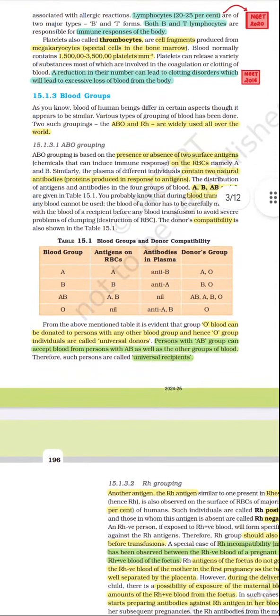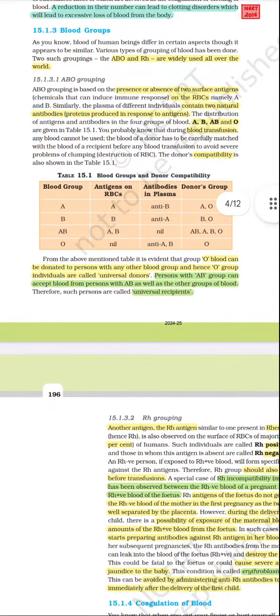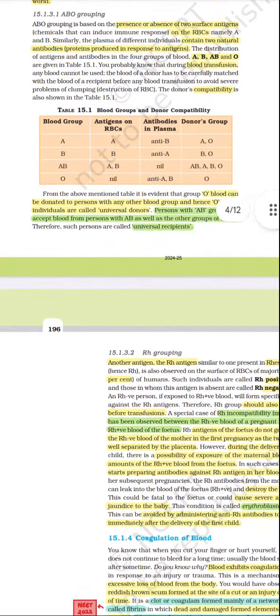The ABO grouping is based on the presence or absence of two surface antigens on the RBC. The plasma contains two natural antibodies, proteins produced in response to antigens. The blood groups are A, B, AB and O. Blood transfusion requires compatibility.